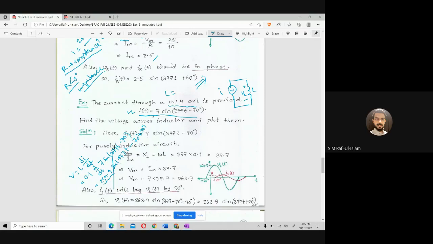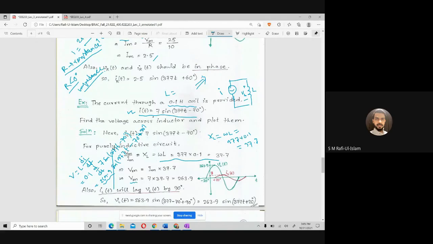But if you don't want to do the differentiation and multiplication all the time, then you need to find the value of the reactance. I will consider everything like impedance or resistance. What is the reactance for an inductor? Omega times L, right? Omega is 377 times 0.1, so I will get 37.7, something like what we got here. My target is to get the maximum voltage value.